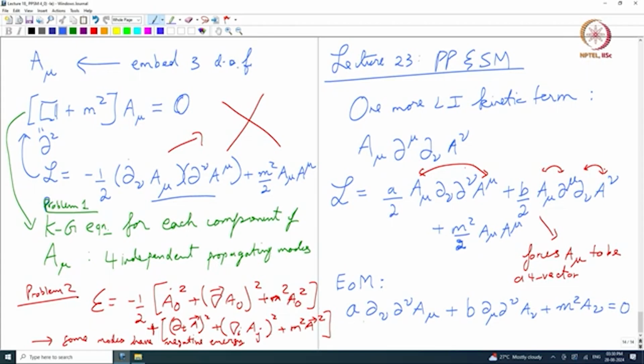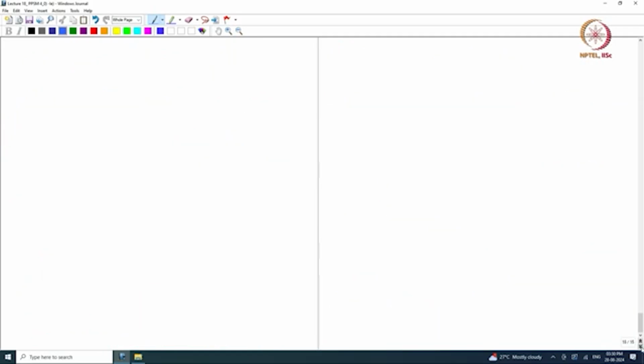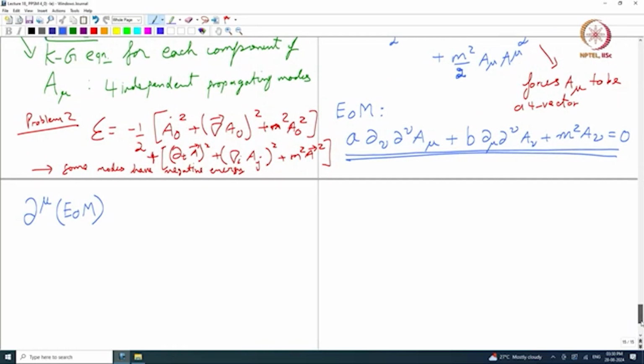Okay. Now keep this in mind, we are going to come back to this equation of motion. This still has not told me that I have embedded 3 degrees of freedom into a 4 vector, right. To see where that has happened, I am going to take the derivative of the equation of motion itself, okay, this being the equation of motion out here. What happens if I do that? And I am taking a derivative with respect to the mu index, okay.